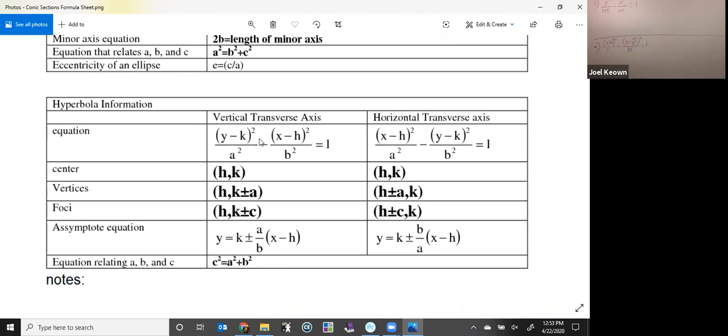So the minus sign, a not having to be bigger than b, and this and that here are the big differences. We see this asymptote equation thing. We'll talk about that at the end of our lesson. We'll get to that. All right, so let's look at some problems.